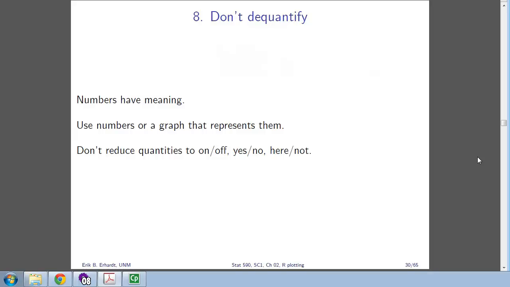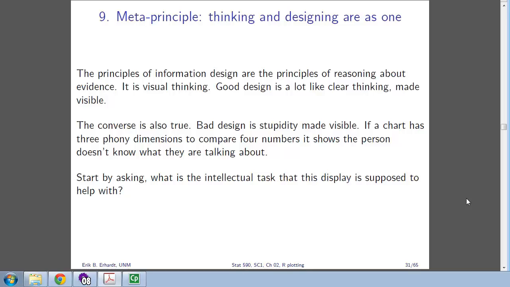All right. Number 8, don't dequantify. Numbers have meaning. Try not to reduce them to binary or categorical data if you can help it. Sometimes it's necessary, but you lose information, you lose resolution when you go from a continuous number to a discrete number. Of course, we all know that all numbers are discrete, right?